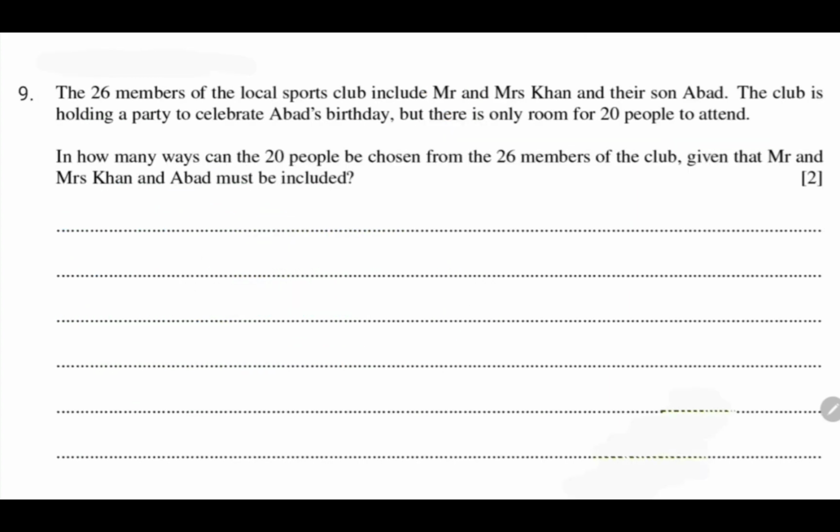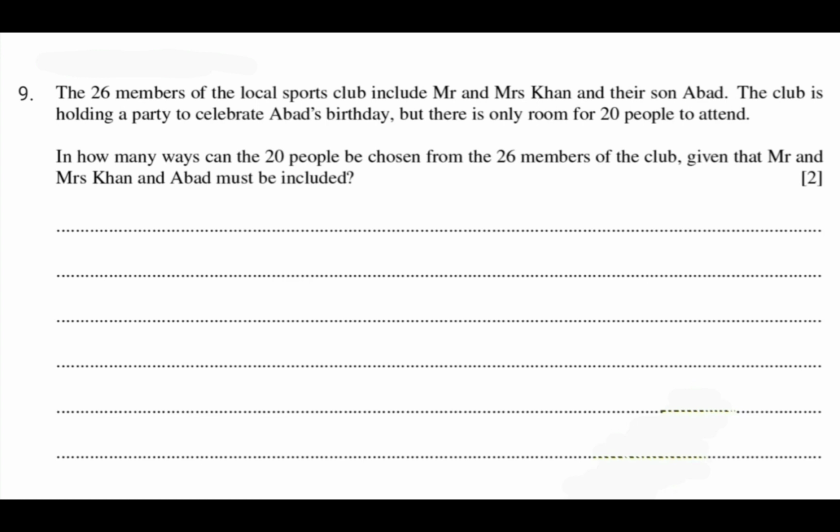Okay, now read this ninth question. The 26 members of a local sports club include Mr. and Mrs. Khan and their son Abad. The club is holding a party to celebrate Abad's birthday, but there is only room for 20 people to attend. In how many ways can the 20 people be chosen from the 26 members of the club, given that Mr. and Mrs. Khan and Abad must be included?